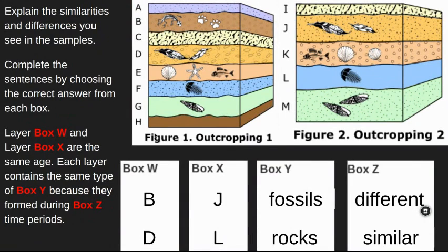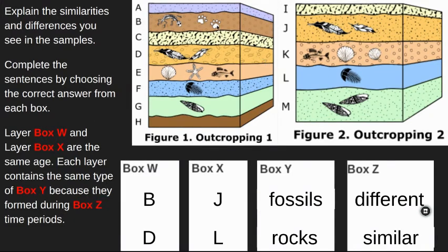So layer, box W, which is right over here, you're going to pick one of these two things. So either layer B or D, and box J or L, are the same age. Ooh, the same age. Each layer contains the same type of box Y, either fossils or rocks, because they formed during different or similar time periods. Let's see if you can figure this out. Take a guess.